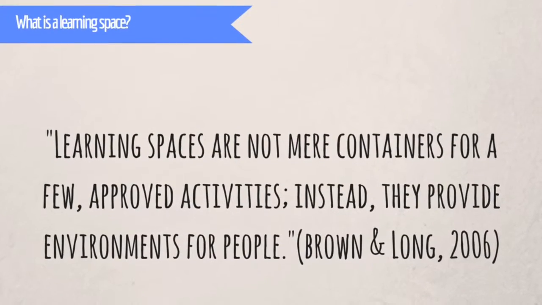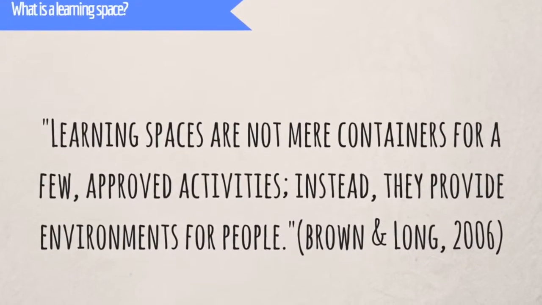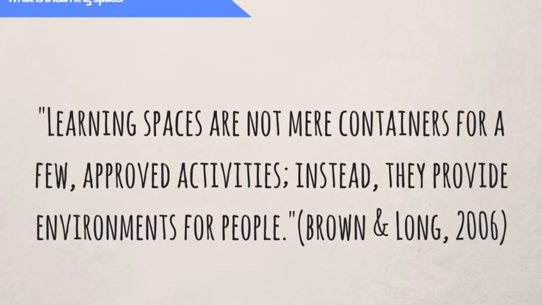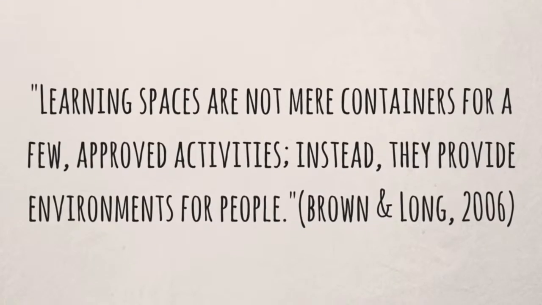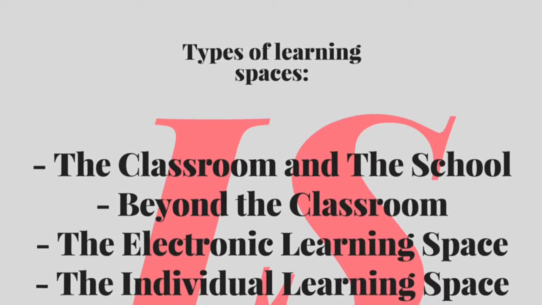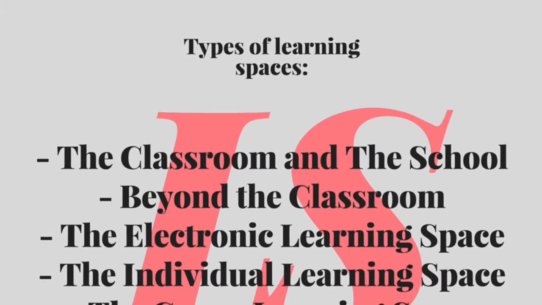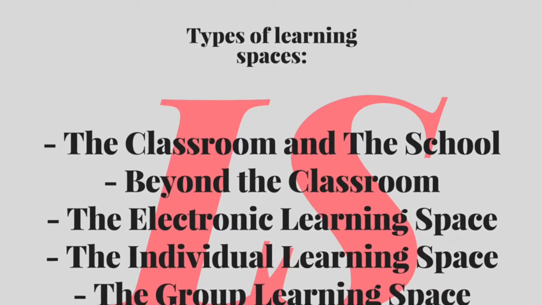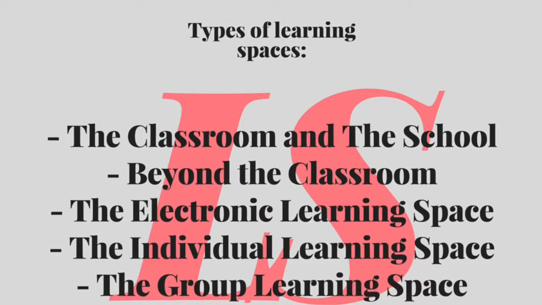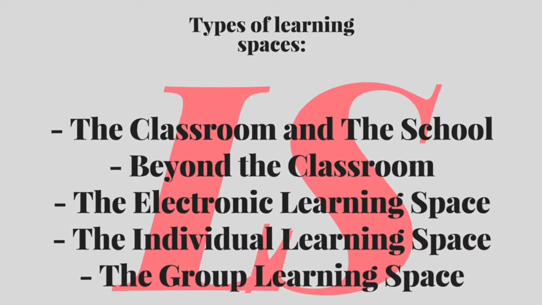A learning space is defined as an environment where learning is able to take place. It can be a physical or virtual space. There are 5 learning spaces: the classroom and the school, beyond the classroom, the electronic learning space, the individual learning space, and the group learning space.